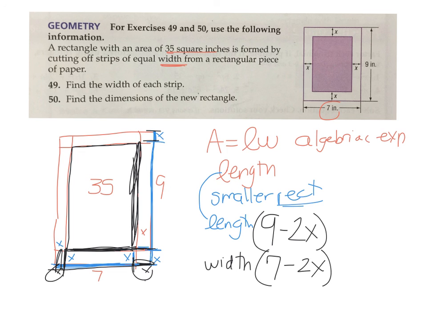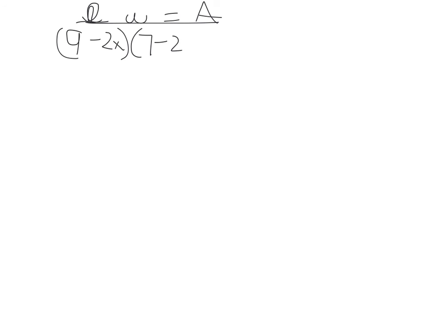So now I've got the length and the width of the smaller rectangle, and I know that the area, they tell me, of that smaller one was 35. So I'm going to set up this equation with all of this information. What I'm doing is saying the length times the width equals the area. The length was 9 minus 2x, the width is 7 minus 2x, and the area of that smaller rectangle is 35. So I'm using this to represent the length, the width, and multiplying them together to get the area.